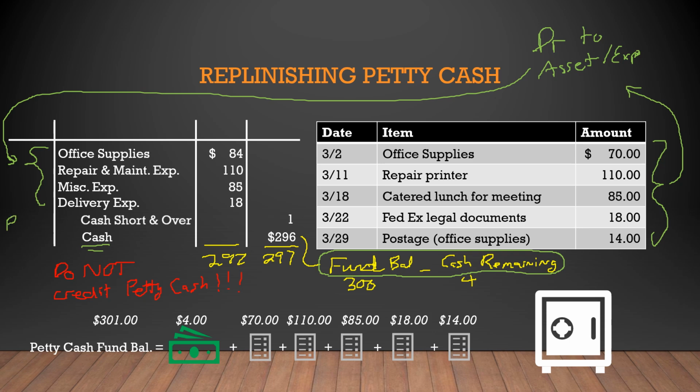Plug any debit or credit necessary to make the journal entry balance to cash short and over. A shortage will require a debit because it's like an expense. An overage will require a credit because it's a revenue.